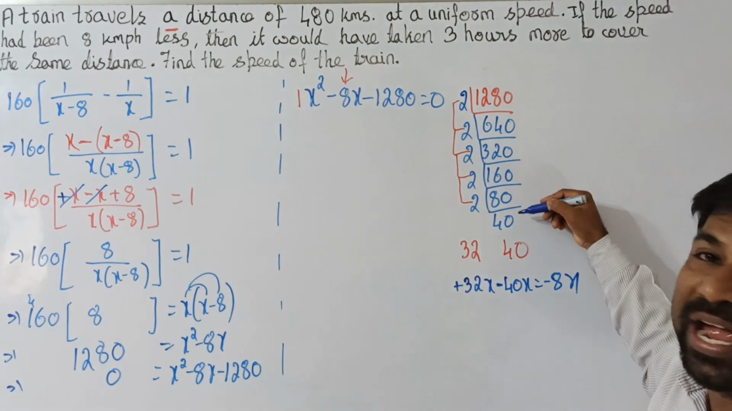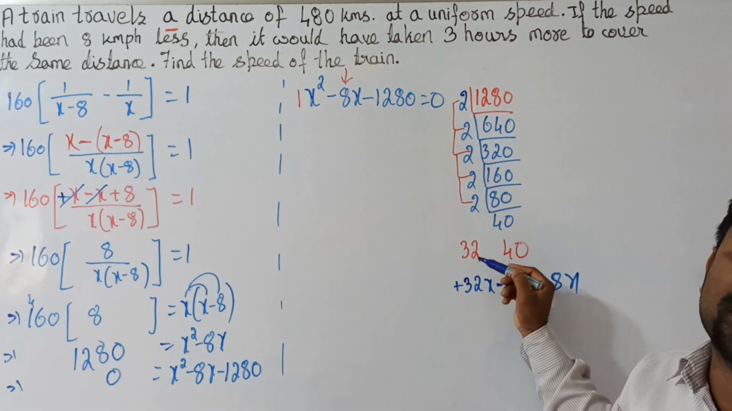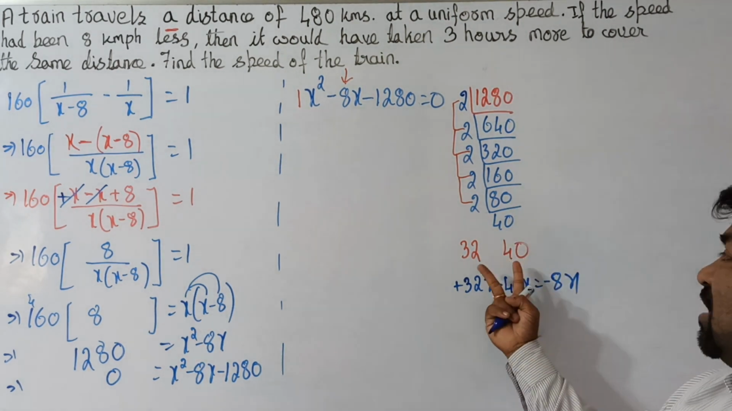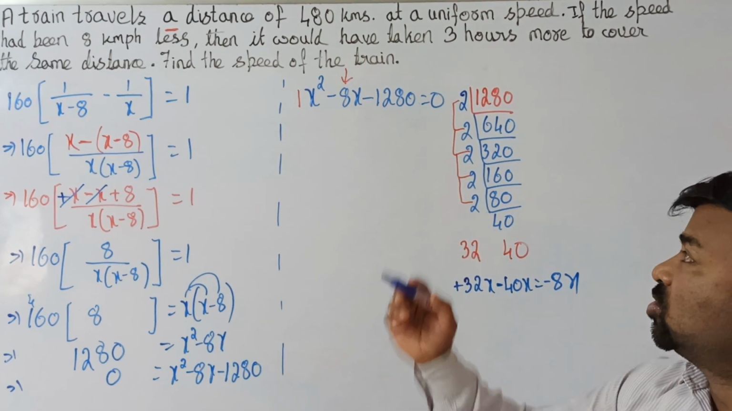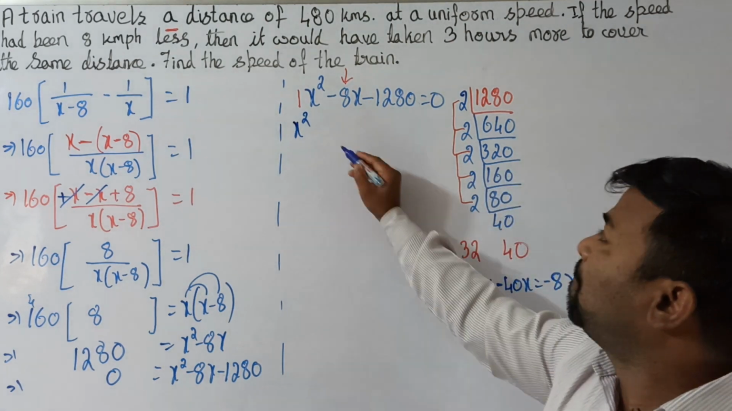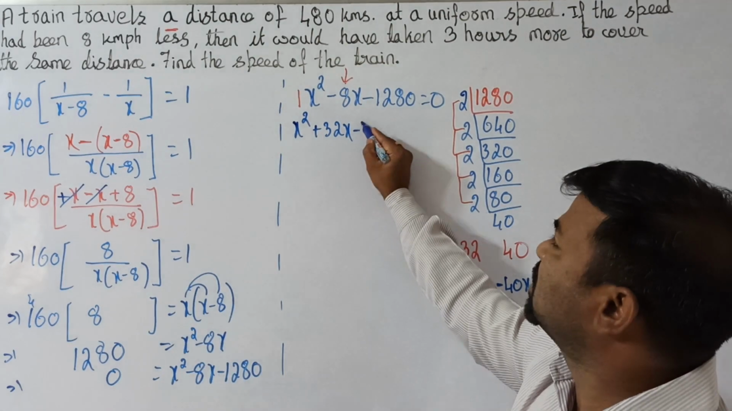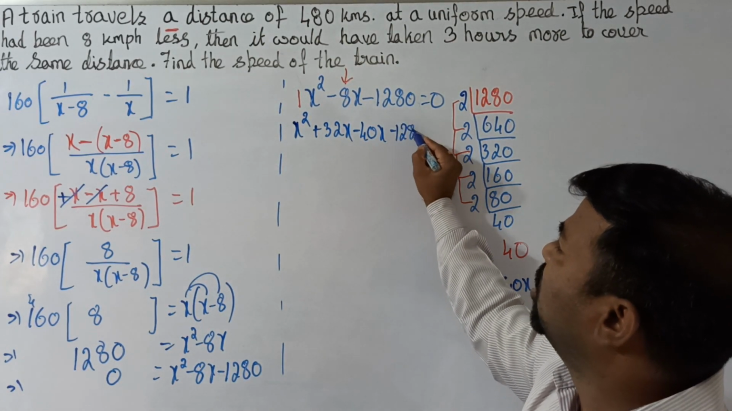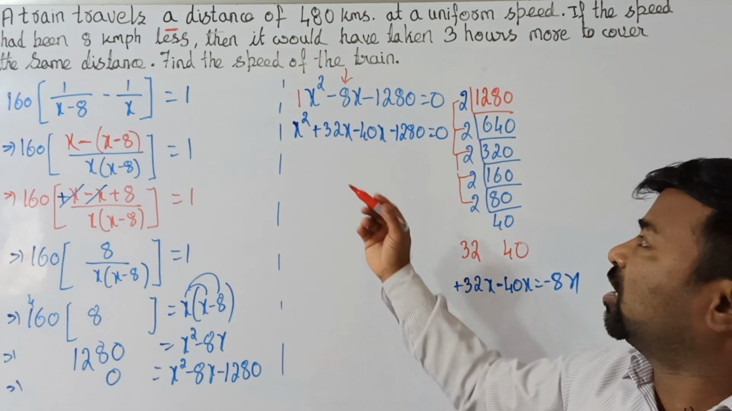Therefore, when I'm prime factorizing that, 2 to the power 5 is nothing but 32. 32 into 40 is nothing but 1280, but the difference of them will be minus 8x. Therefore, I'm using that. So let's simplify that one: x squared plus 32x minus 40x minus 1280 equals 0.